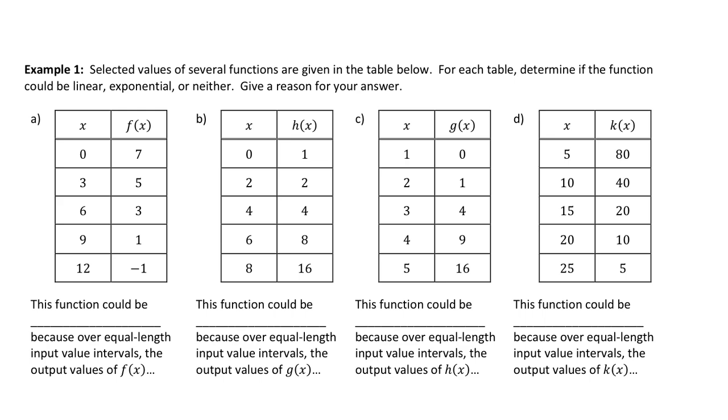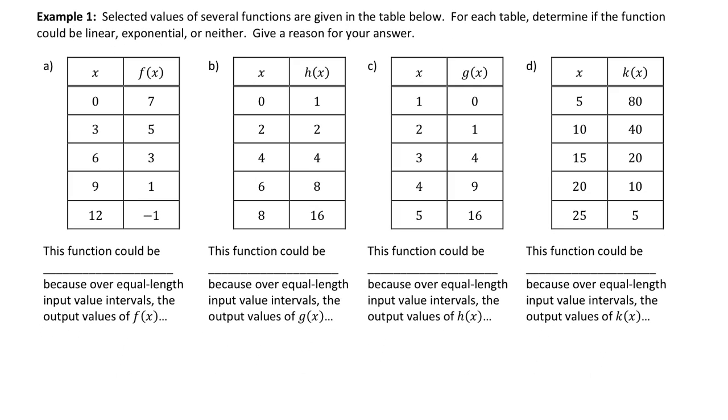We have tables again, and we want to figure out what type of data is represented in these tables. So first thing to notice is that in this table, do we have equal length input value intervals? Yeah, they're all +3. So we can just look at the outputs to see what's happening. And if I just check the outputs here, what's the pattern going from 7 to 5, 5 to 3, 3 to 1? Yeah, each of these is subtracting 2 each time. Since I'm using addition, which is adding a negative, so it looks like subtraction, that means that this function is probably going to be linear.